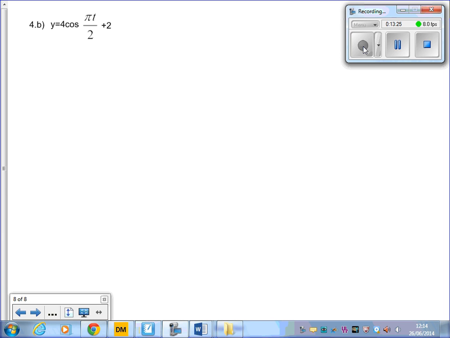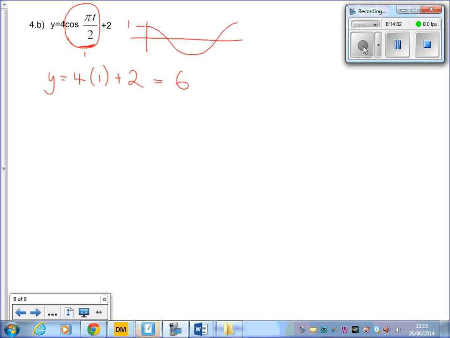Question 4b, same again, wants to know the maximum value of y. So I need to consider this section here, cos pi t over 2. It doesn't really matter what comes after the cos. If I just consider my cos wave, what's the maximum value that this can have? Its maximum value is 1. So this part just here can be replaced by 1. So y equals 4 times 1 plus 2, giving me 6. So the maximum value of y is 6.